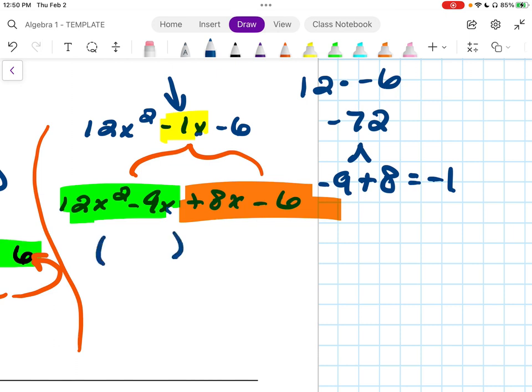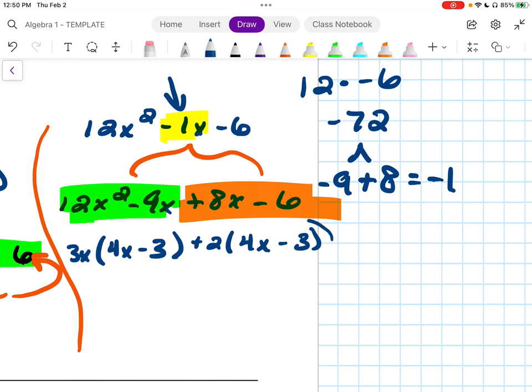So I want to think about what is the biggest number and x that I could pull out of here. I could pull out a 3x out of both of those. In the first piece, I'd be left with a 4x, and from the negative 9, I'd be left with a negative 3. Now in the second one, what could I pull out? A 2. So I can pull out plus 2, and this would be left with a 4x minus 3.